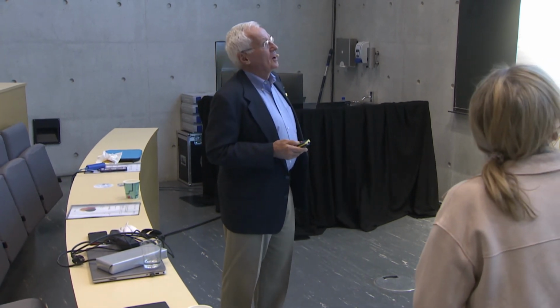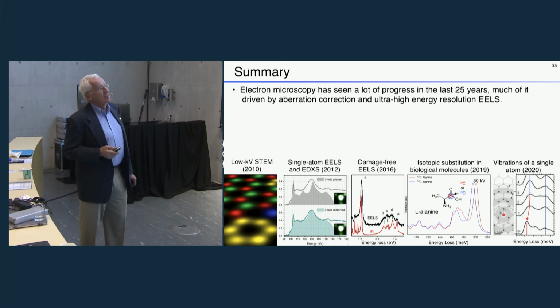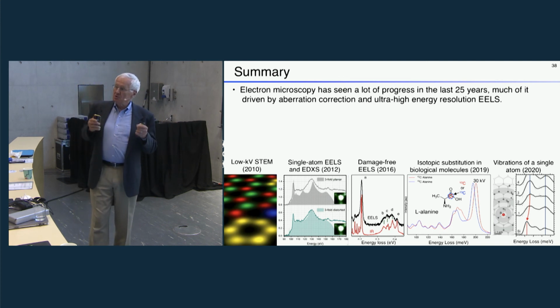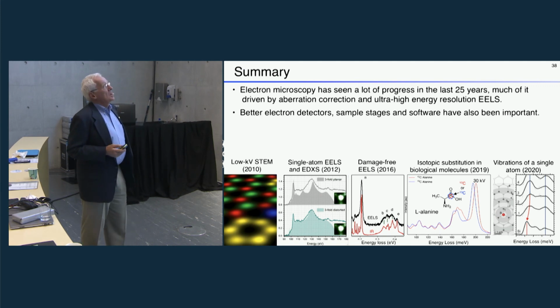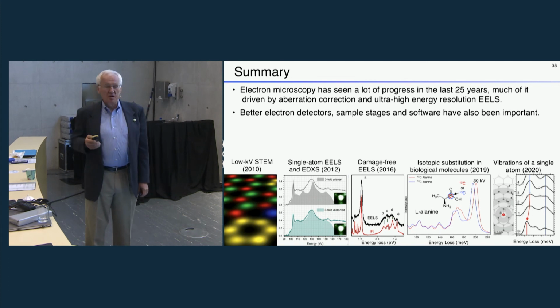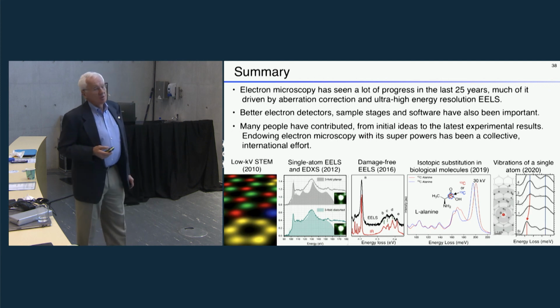Okay, so conclusions. Electron microscopy has seen a lot of progress in the last 25 years. And aberration correction was one of the drivers, but for what we do, it was not the only thing. We have done other things as well. We have better electron detectors, sample stages, and software, and they have been key to improving the performance. And many people have contributed.